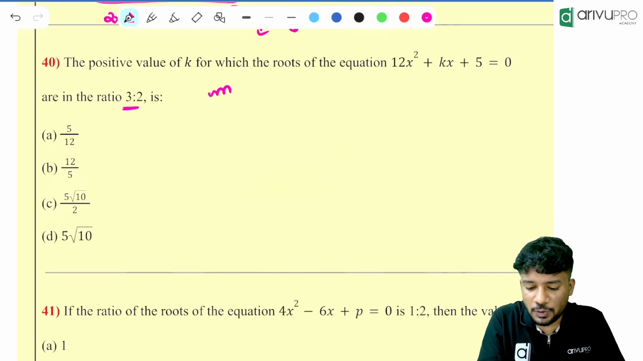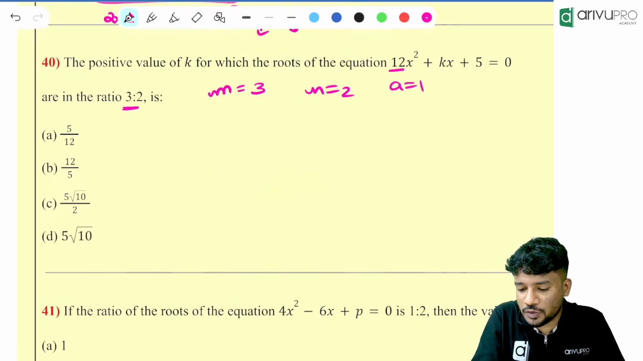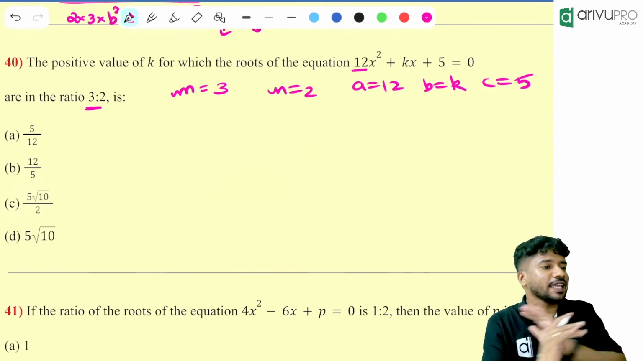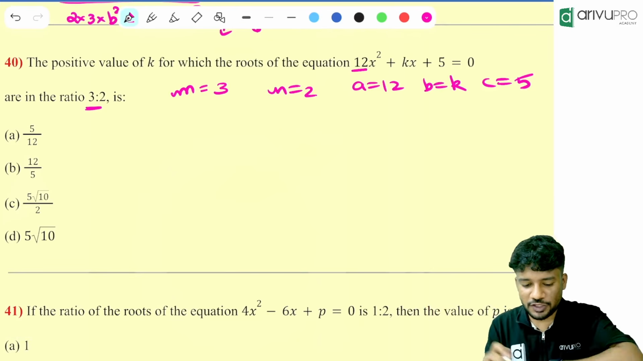That means m is equal to how much? 3. n is equal to how much? 2. a is equal to how much? 12. b is equal to how much? k. c is equal to how much? 5. Everything is there, so we will use our shortcut formula.